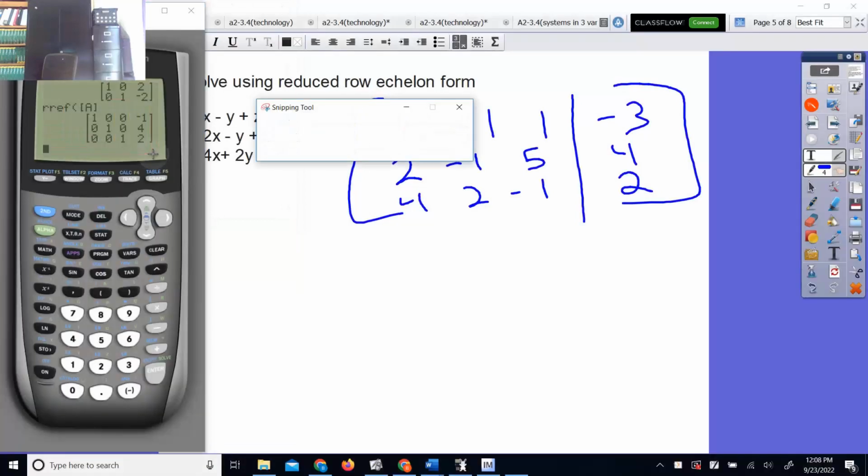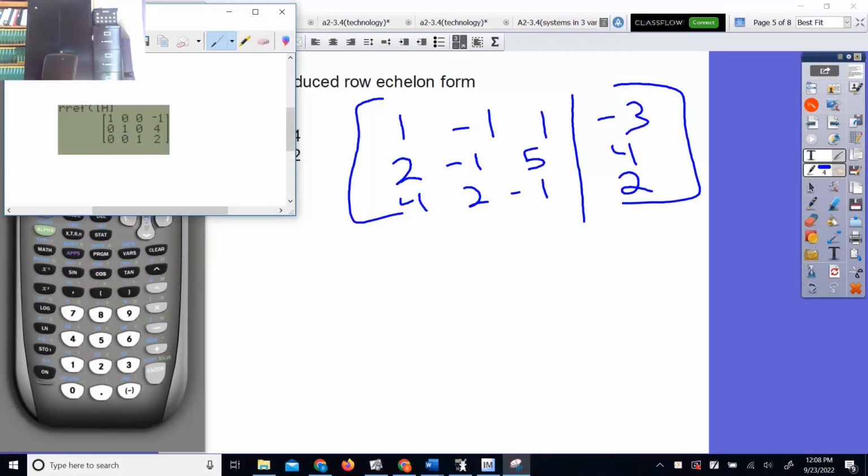When I press that ref thing, it doesn't look like yours. Did you do ref or RREF? I've already got... there's nothing on here. So did you choose matrix A? Did the rest of y'all get the same thing I did? You have a typo. You're not getting the same thing I did. We have a typo. I went back and checked.